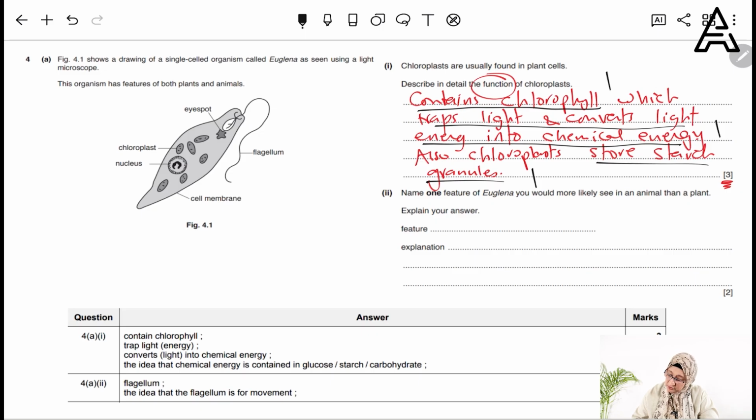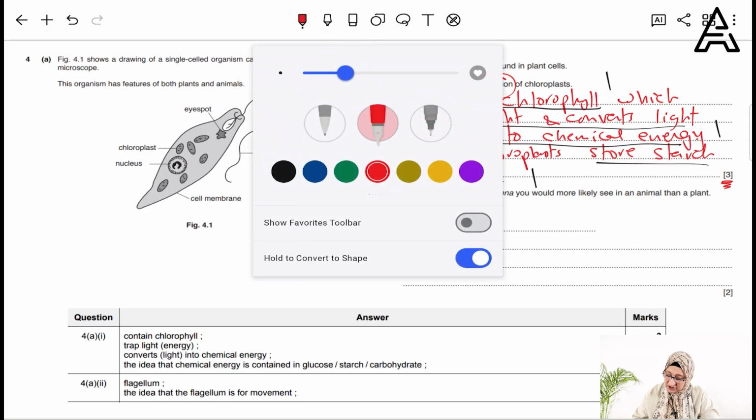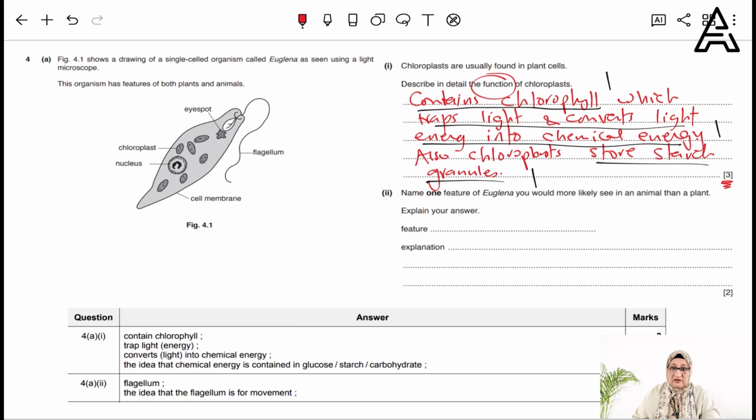Name one feature of euglena you would more likely to see in animal than a plant. هو بيقول it has some features of the animal, some features of the plant. What feature you would expect it to find in the animal? انتوا عارفين طبعا ان plants are not moving, they do not move. يبقى وعارفين ان الفلاجيلا لما اتكلمنا عن الفلاجيلا is the organ of motion في البكتيريا. يبقى I do not expect a plant to have a flagellum. So the feature is the flagellum, which is the organ of movement. I did not expect it to be found in a plant cell. Okay? طيب.